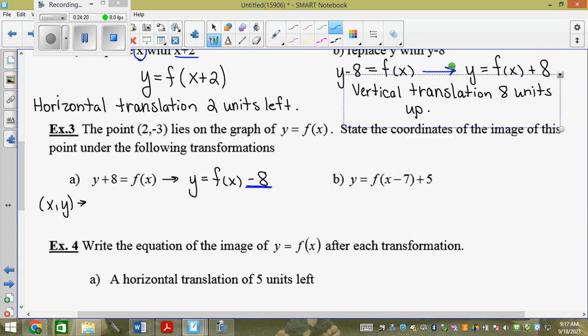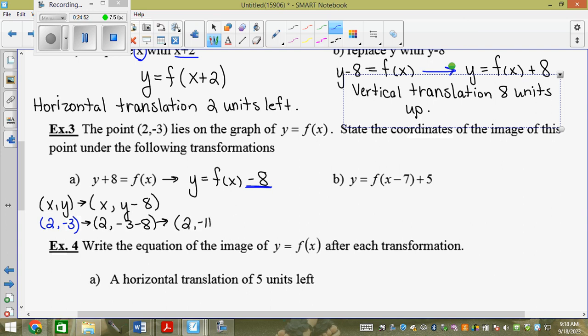Vertical translation, 8 units down. So if it's vertical, it affects the y, and I want to go 8 units down. What am I going to do to it? Subtract 8. And then to find the new point, I'm going to just plug the old point into the (x, y). And then it becomes (2, -3 - 8), which becomes (2, -11).